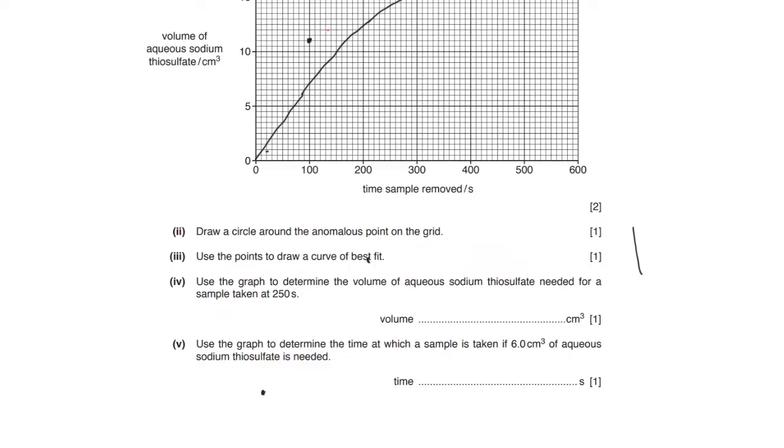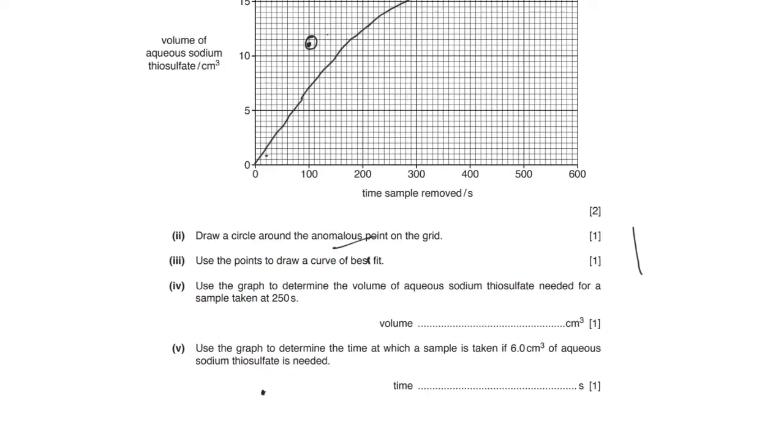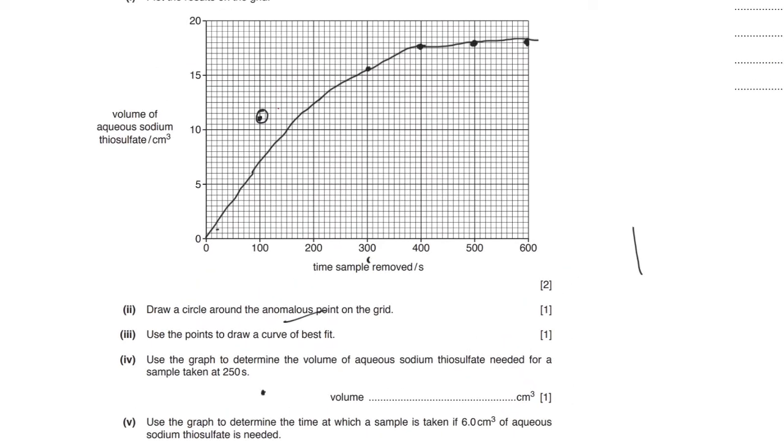Okay, so draw a circle around the anomalous point on the grid. This is going to be the anomalous point because it's not following the overall trend. Use the points to draw a curve of best fit. I just did that. Use the graph to determine the volume of thiosulfate needed for a sample taken at 250 seconds. So for 250 seconds, this would be somewhere here, and you'll have to draw the dotted line here.